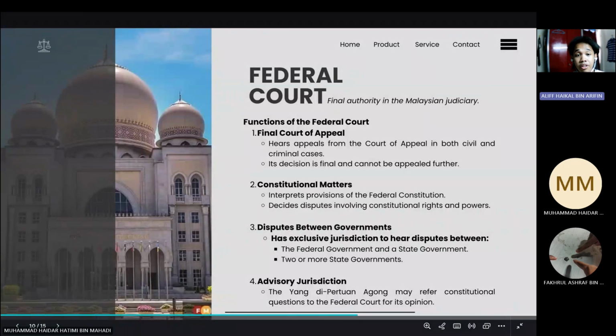The third one, Disputes between governments. It has exclusive jurisdiction to settle disputes between the federal government and a state, or between states. And the fourth one, Advisory Jurisdiction. His Majesty the Yang di-Pertuan Agong may refer burning constitutional questions here for an expert legal opinion.